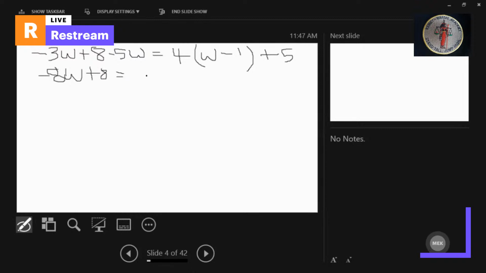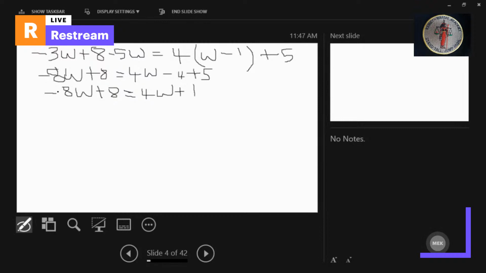On the right-hand side, let's expand the brackets. So 4 times w is 4w. 4 times -1 is -4 plus 5. And we can simplify the -4 plus 5. So we have -8w plus 8 is equal to 4w. And the -4 plus 5 is +1. So you see how it's looking even simpler now?